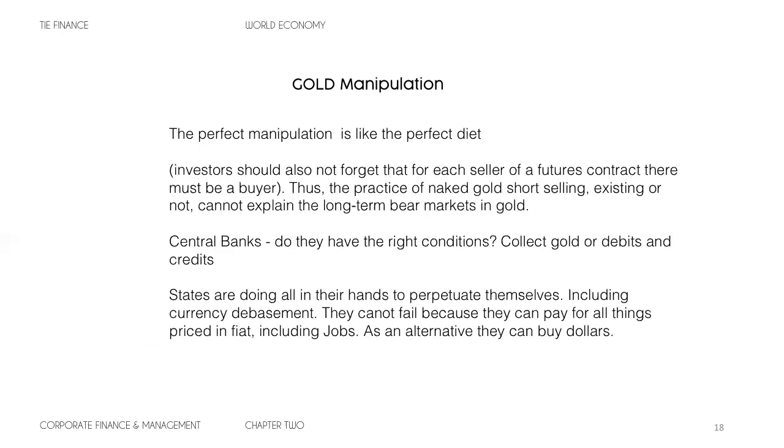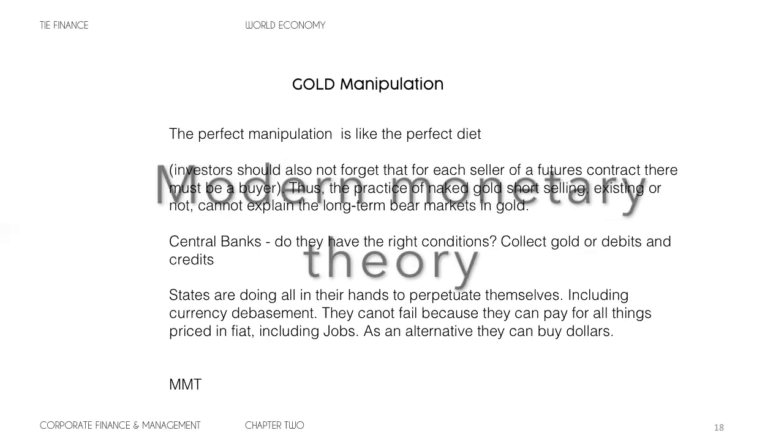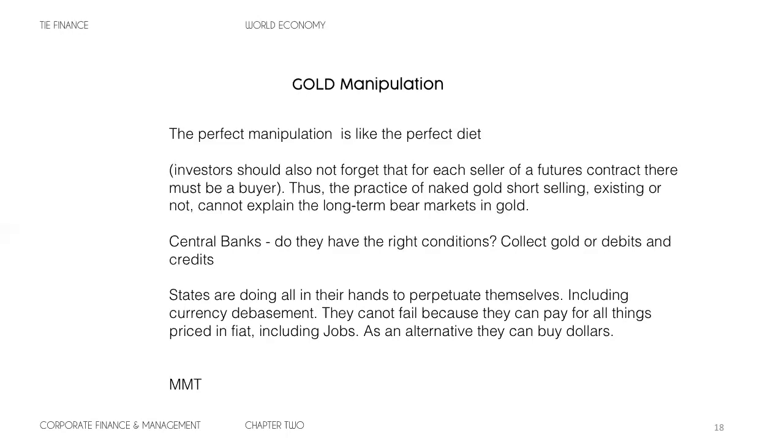So states are doing all in their hands to perpetuate themselves, including currency debasement, and they cannot fail because they can pay for all things priced in fiat, including jobs. And this is a Keynesian approach. And as an alternative, they can buy dollars in the case of other economies, right? As I was explaining. So please watch my video on MMT. I will put it in the corner, and you will understand what I'm saying, right? So we're not living in a communist or capitalist world. We're living in a world where we have states, and they want to perpetuate their power.